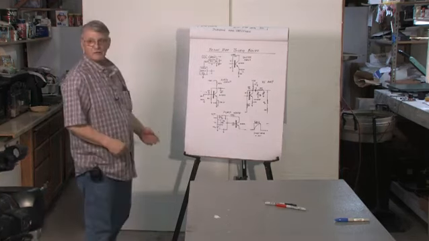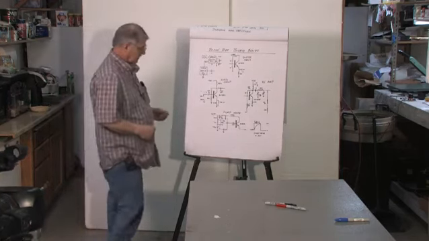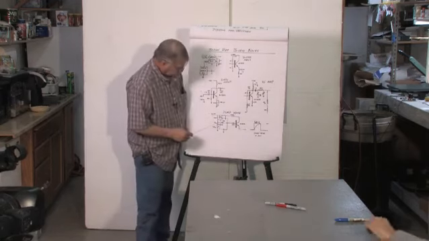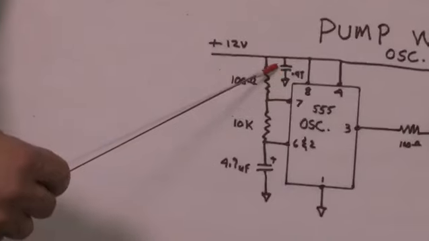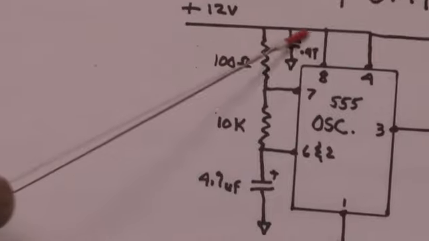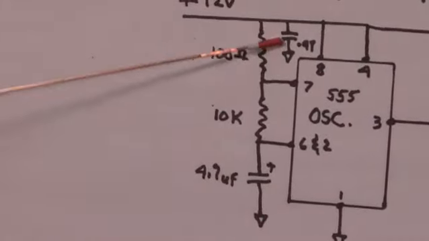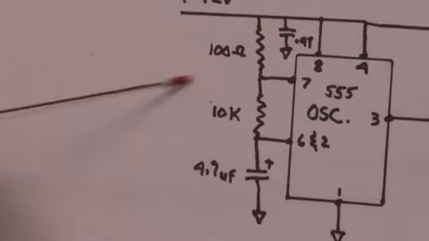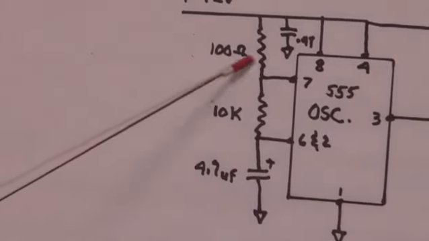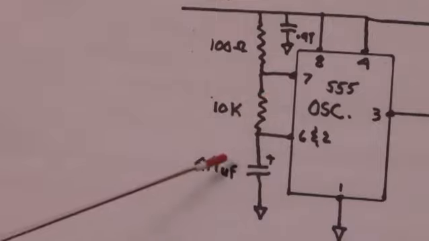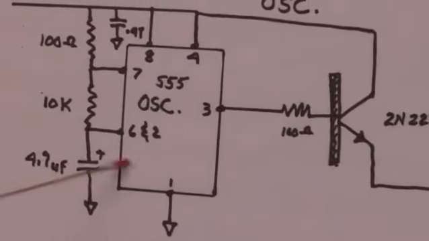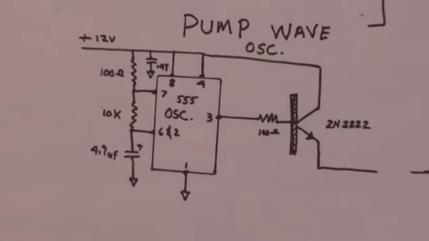John, could you just read off the values on the pump wave circuit? One of them is a little bit small. The 12 volt line. This capacitor right here is 0.47. And then there's 100 ohms, 10K, and 4.7 microfarads. And that sets you at about 14 hertz.